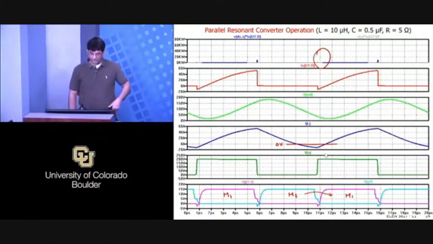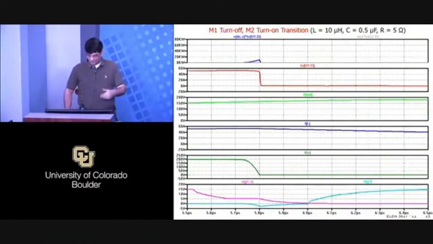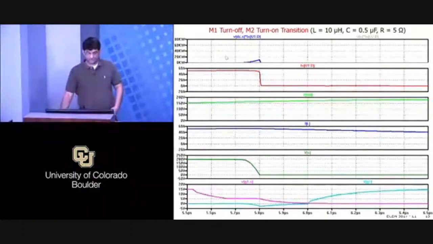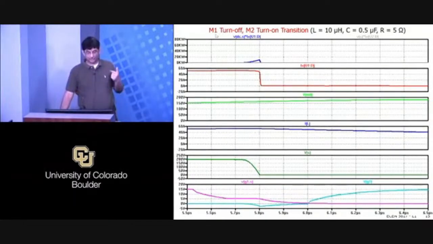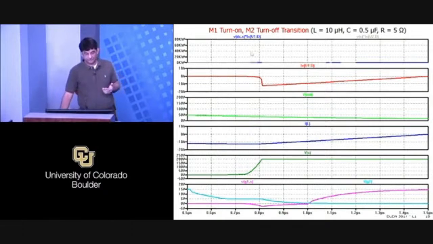Okay, but same advantage. This is just zooming in to those transitions. This is the transition where you had M1 turn off. This was never bad anyways. It hasn't changed. It's essentially the same, right? You're still putting energy into those capacitors. And here, this is the bad transition.